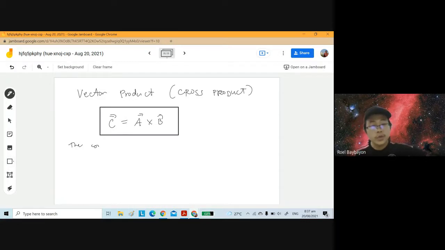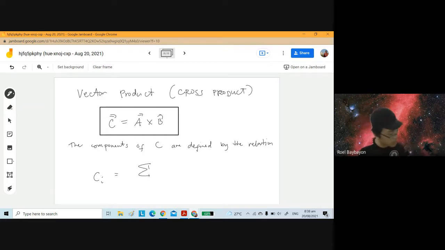Okay? The components can be written. The components of C are defined by the relation: Ci is equal to the summation in terms of J and the summation in terms of K. Take note, you can write this as the summation over J, summation over K, epsilon IJK, Aj, Bk. At first, this is easy, no?